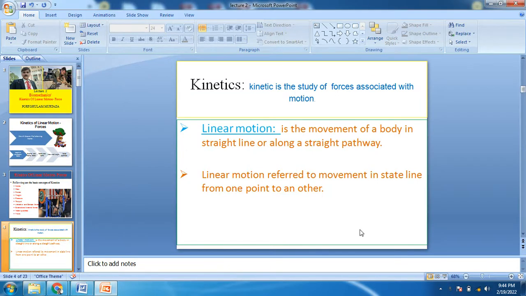Kinetic. What is this? Kinetic is the study of forces associated with motions. Linear motion is the movement of a body in a straight line or along a straight pathway. Linear motion refers to movement in a straight line from one point to another.